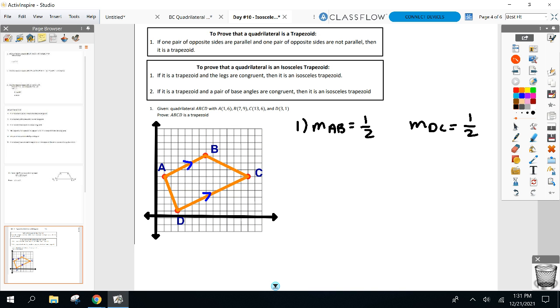So how do I disprove it's a parallelogram and just solely say it's a trapezoid? What else must I do here? Mood, you got a suggestion? And that's exactly what you need to do to prove a trapezoid. Yes, prove one pair of opposite sides parallel, and one pair of opposite sides not parallel. So I am going to have to find the slope of the other two sides, AD and BC. Go ahead in your group, another 30 seconds there, AD and BC.